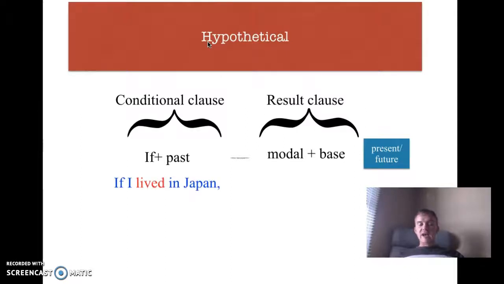So if I lived in Japan, I don't live in Japan. I live in Southern California. Okay? But if I lived in Japan, past tense, I would eat sushi every day. So we don't use will, we use would. Slightly different.